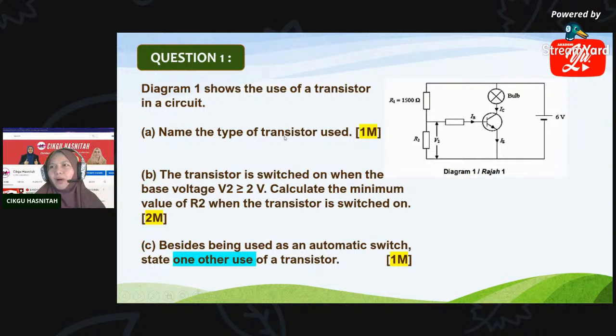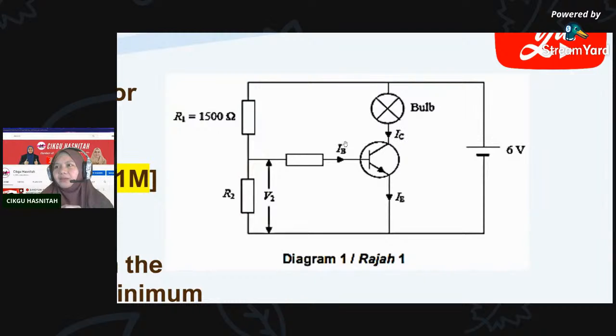All right, question number 1. We have diagram 1, which shows the use of a transistor in a circuit. So this question refers to electronics. This is the diagram you are given. This is the transistor. Here is R1 and this is R2, which is placed in the base circuit. And this is our bulb, and the dry cell supplies 6 volt to the circuit.